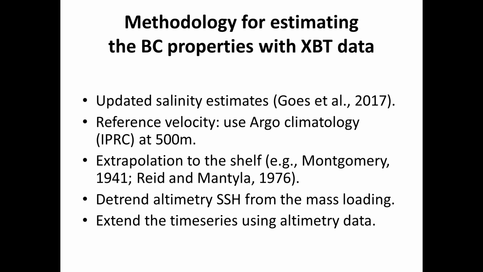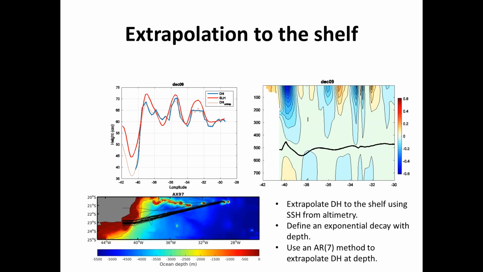So we try to explore that using altimetry as well. We need to compare altimetry with the dynamic height anomaly, because altimetry has the mass loading that dynamic height doesn't have, and this is especially important when you try to estimate with the synthetic method using regressions. And these regressions, we assume they are steady in time. So this is an important part. And of course, we are going to extend the time series using altimetry data.